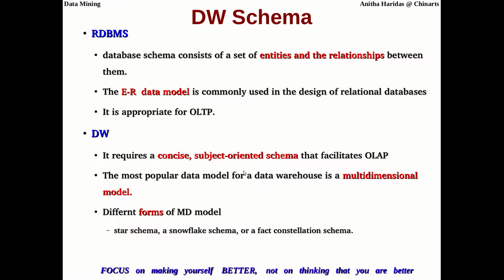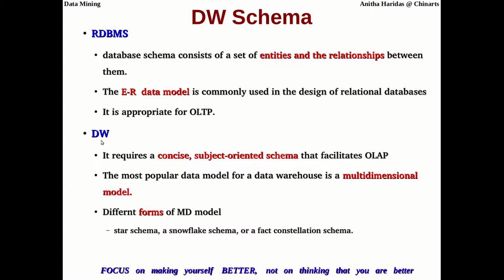Now, before we get into the different types of data warehouse schema, let us just see what are the schema that are used in relational database management system and data warehouse. Now in the RDBMS, the database schema consists of a set of entities and relationship between them. So we use the ER model, entity relationship data model, which is commonly used in the design of relational databases. And this is the one which is appropriate for all the online transactional processing.